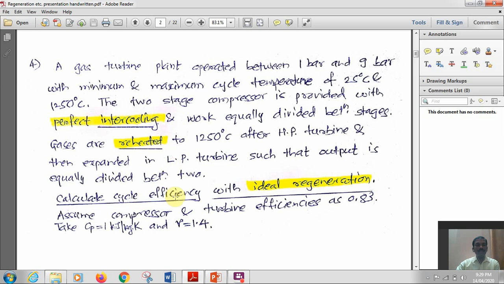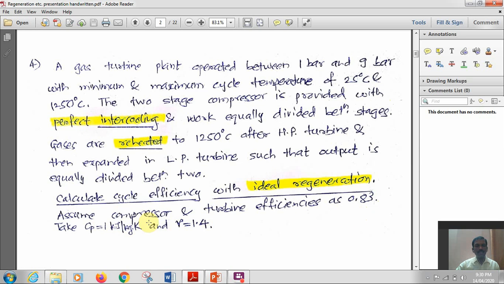Now calculate cycle efficiency with ideal regeneration. Ideal regeneration means the outlet of the air heated in the regenerator is equal to the exhaust gas temperature from the low pressure turbine. And if you see here, friends, assume compressor and turbine efficiencies as 0.83. That means you have to consider actual processes, not ideal ones. Okay, so this will become a little bit complicated, but if you understand this numerical, you will be able to solve any numerical. The reason behind this is this includes all the cases.